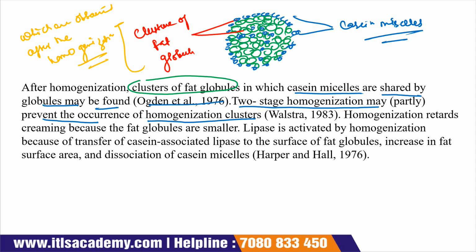Homogenization retards the creaming because the fat globules are smaller. In homogenization, what we do is break or reduce the fat globules. That's why it will retard the creaming process. Lipase is activated during the homogenization because there is a transfer of casein-associated lipase onto the surface of the fat globule, which increases the fat surface area and causes the dissociation of the casein micelles.